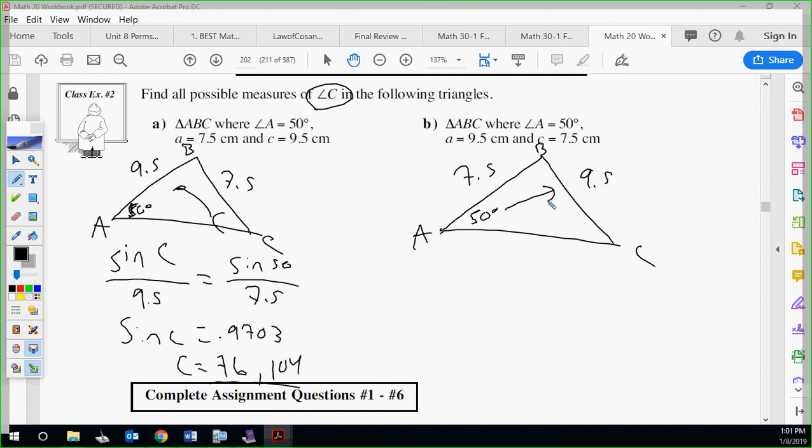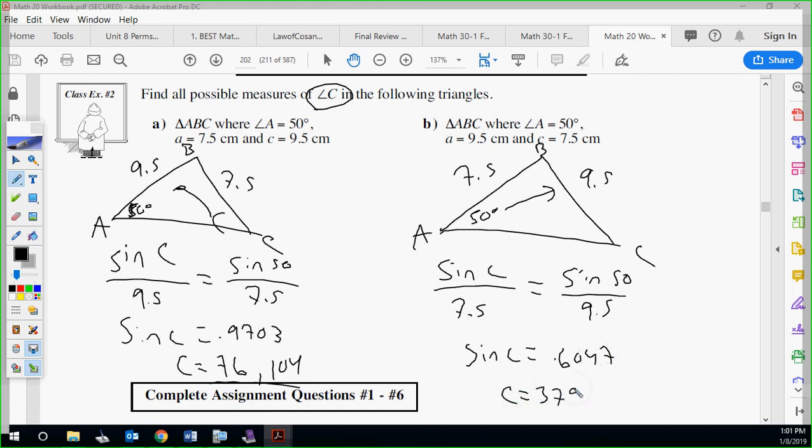Okay, so set this up. Sine of C over 7.5 equals sine of 50 over 9.5. We times the 7.5 over, and you're going to get sine C is 0.6047. We inverse that, and we get 37. So C is 37 degrees.